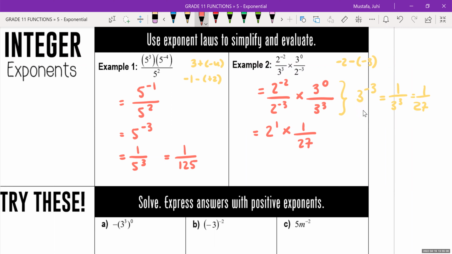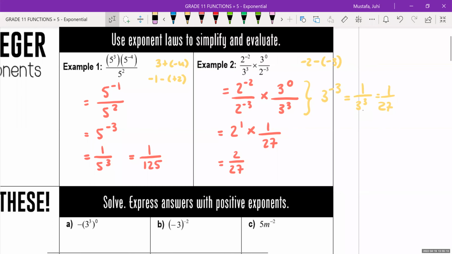Then you can't do anything further with this, so it's just going to be 2 over 27 as your final answer. To the power of 1? Yeah, sure. So see how I have these exponents.